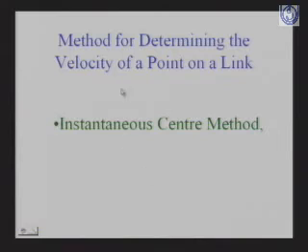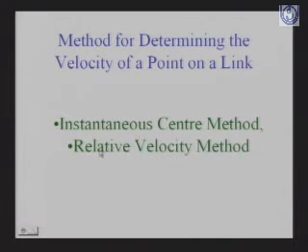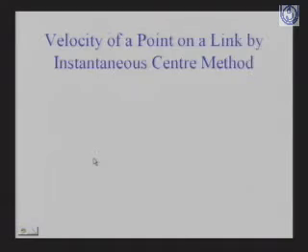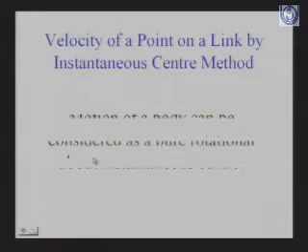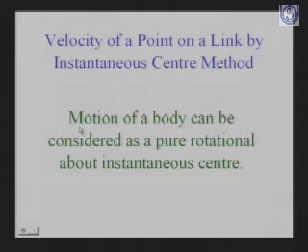Now there are various methods of determining the velocity of a point on a link. The first method is the instantaneous center method, and the second method is called the relative velocity method. Now you just see this method: the motion of a body can be considered as pure rotation about the instantaneous center. This is the basic philosophy with the help of which we determine the velocity of any point on a link with the instantaneous center method.